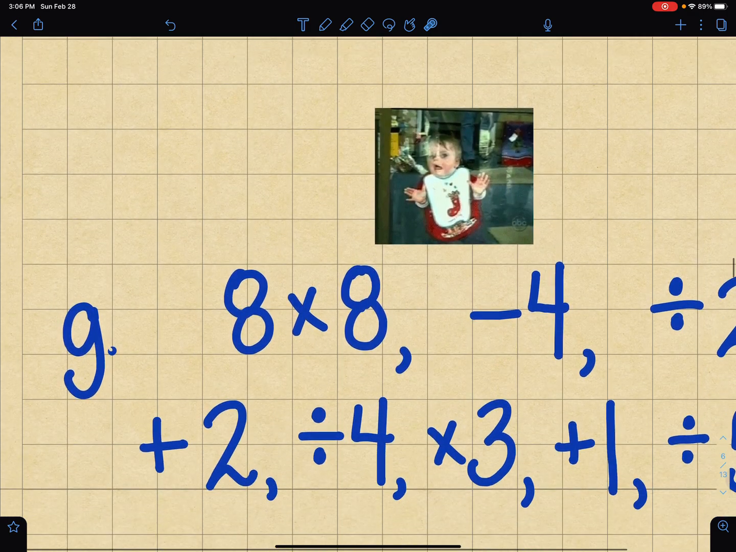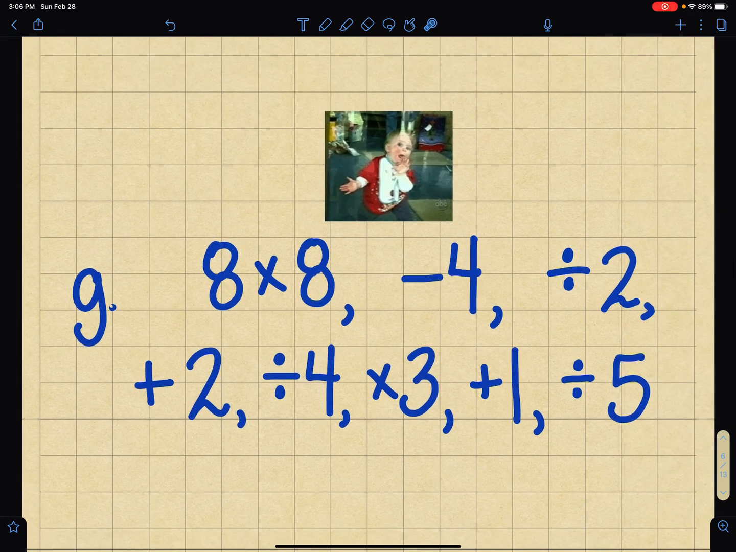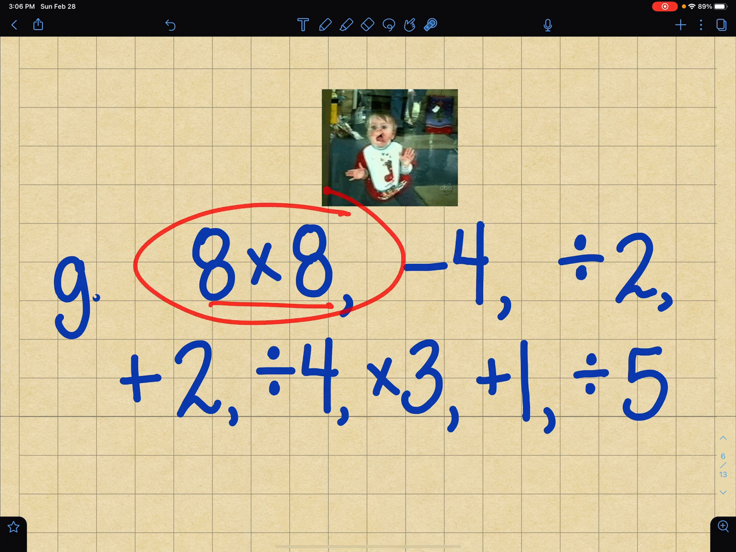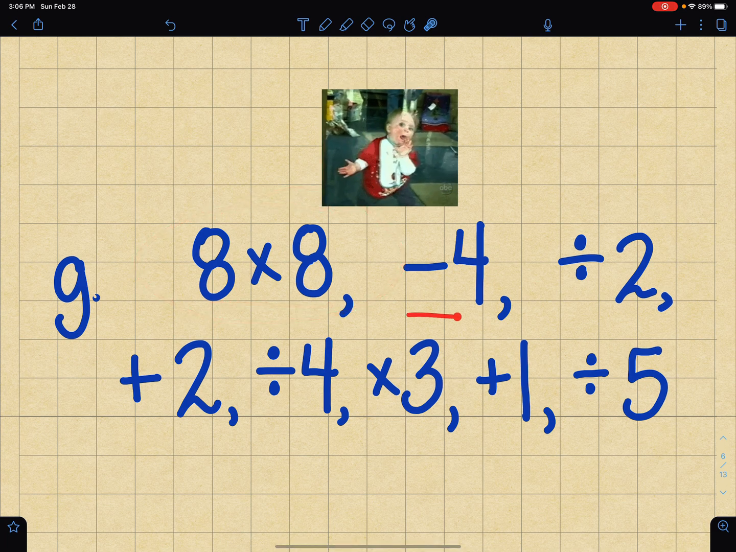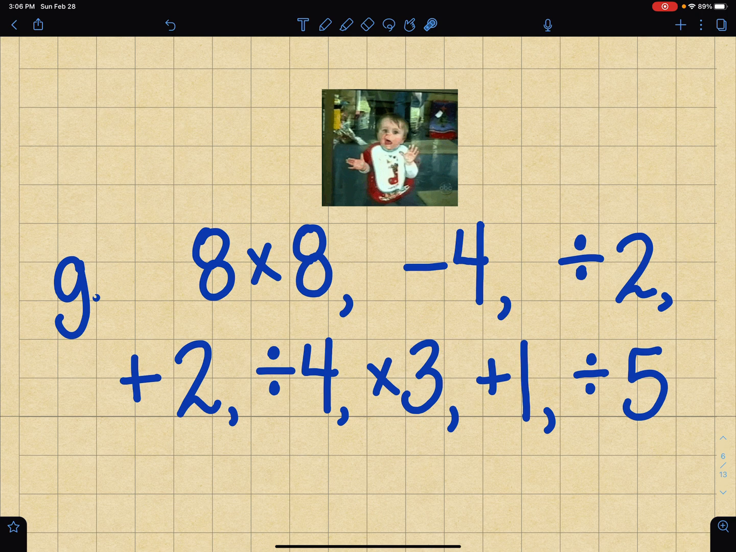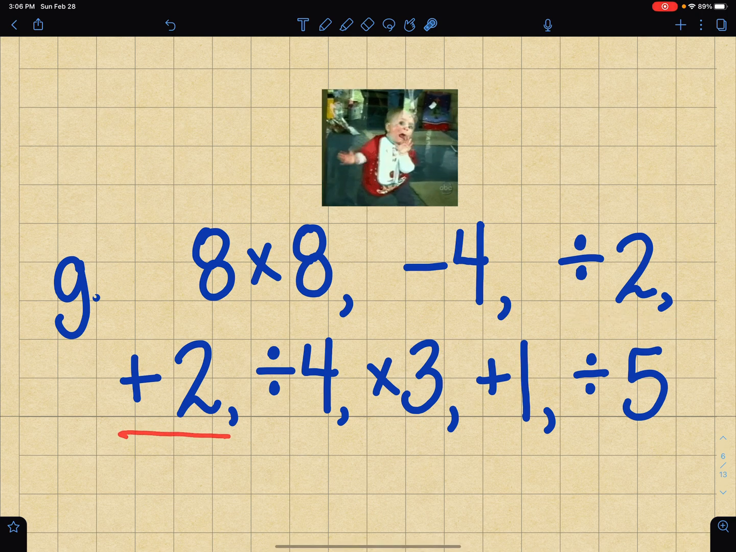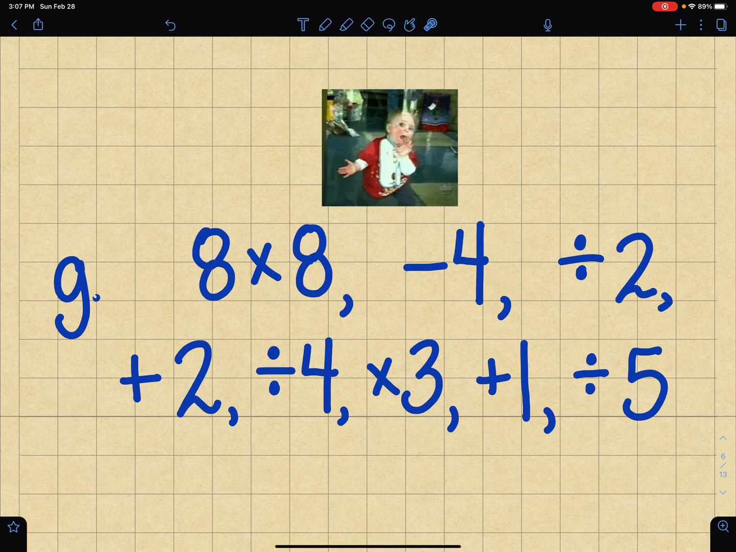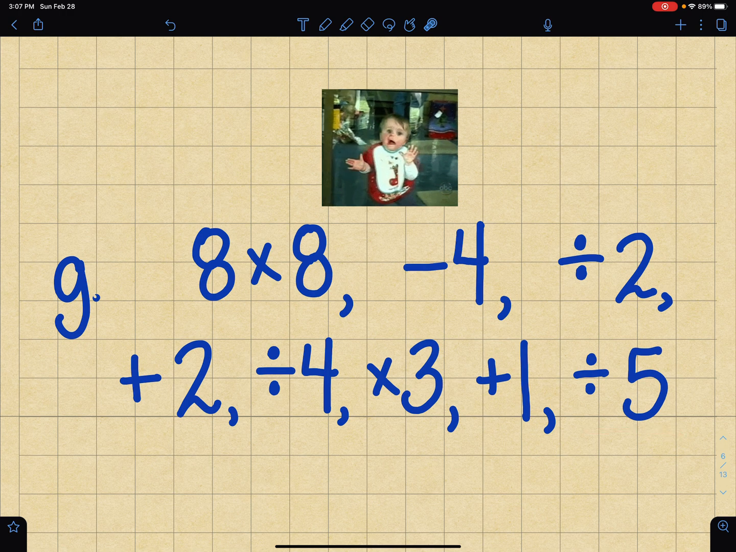G, what is 8 times 8? This is the number we're going to start with, 8 times 8. Now subtract 4, divide by 2, add 2, divide by 4, multiply by 3, add 1, and divide by 5. What number do you end up with? You can skip back if you need to do that again.